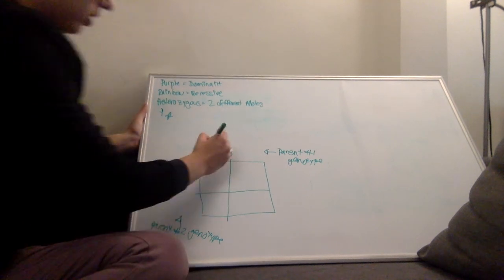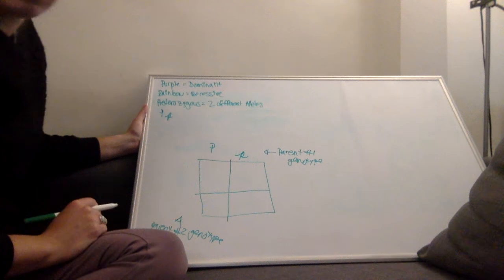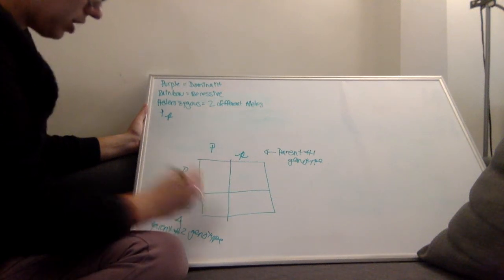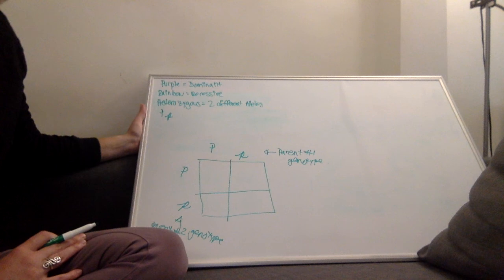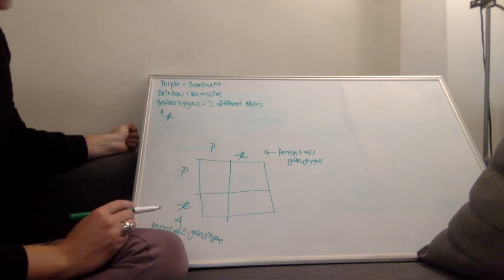So first one, capital P. Second one, lowercase p, I'm doing in cursive. Capital P, lowercase p in cursive. Heterozygous, two different alleles. Now we just bring them down here, okay? Do this on your own. Pause if you need to. See if you got it right in a second.